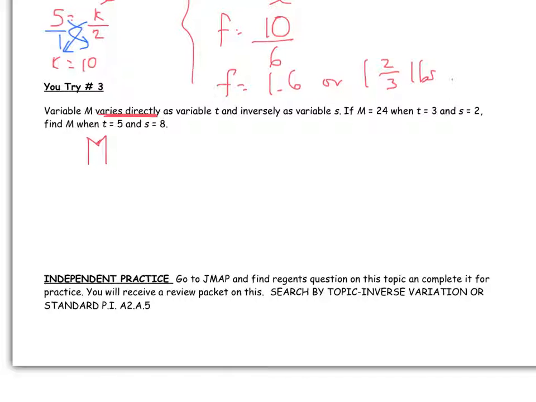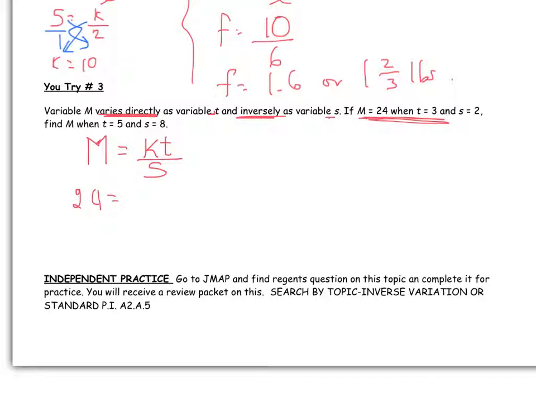So we have a situation where M varies directly as T, and inversely as S. If T varies directly, we know T is multiplying. And if S varies inversely, you don't have to write another K, it just needs one K. So that means S becomes our denominator. Now we're going to use the known data and find the K.